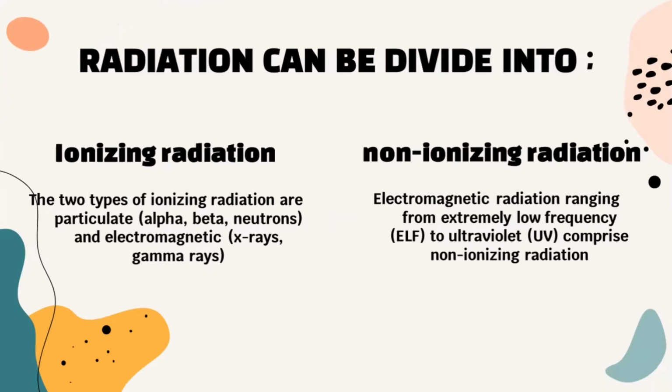Radiation can be divided into: one, ionizing radiation. The two types of ionizing radiation are particulate (alpha, beta, neutron) and electromagnetic (X-ray and gamma ray). Two, non-ionizing radiation. Electromagnetic radiation ranging from extremely low frequency to ultraviolet comprises non-ionizing radiation.